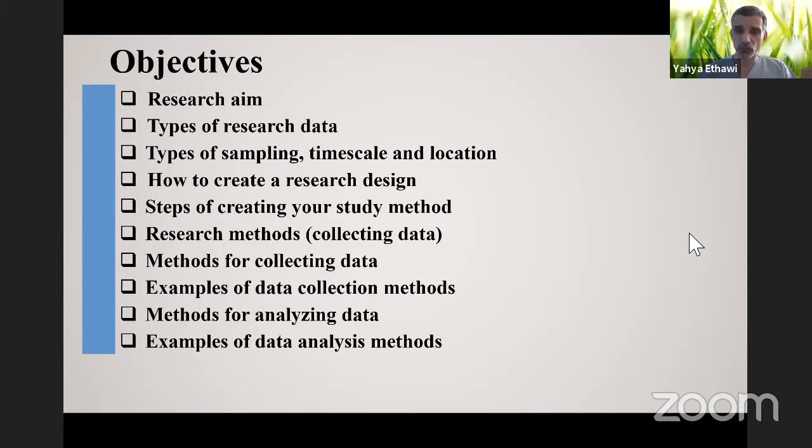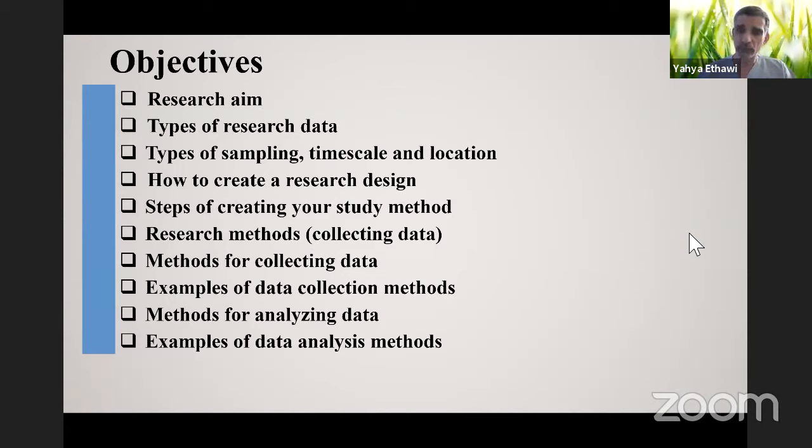how to create the design, what the steps of writing your study method are, what the research methods are, how you design the method to collect your data, and then how you collect the data. And we'll take examples of collecting data. And what are the methods we use to analyze our data? And we'll have some examples.